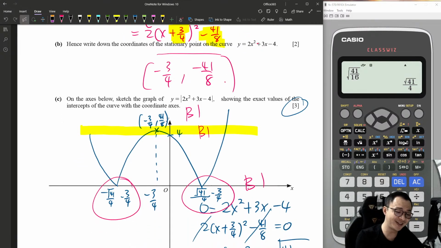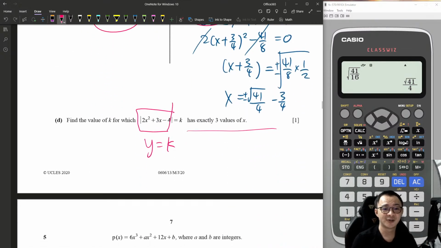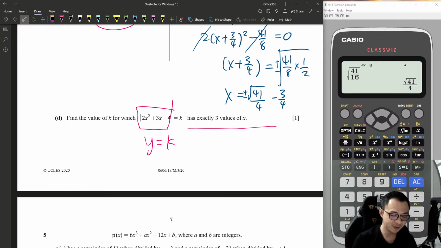So what is this equation called? y equals 41/8, isn't it? Because when you pass through here, you can see it intercepts at 1 solution, 2 solutions, 3 solutions. Do you see it intercepts at 3 different points? So therefore, y equals 41/8. Done. Simple. Or find the value of k. Okay, so k equals 41/8.